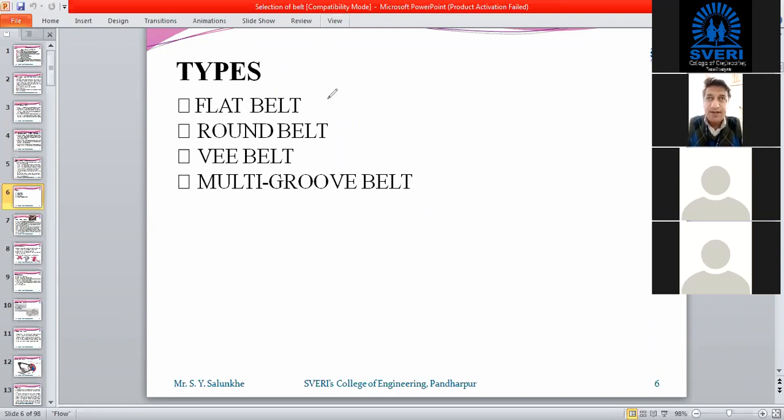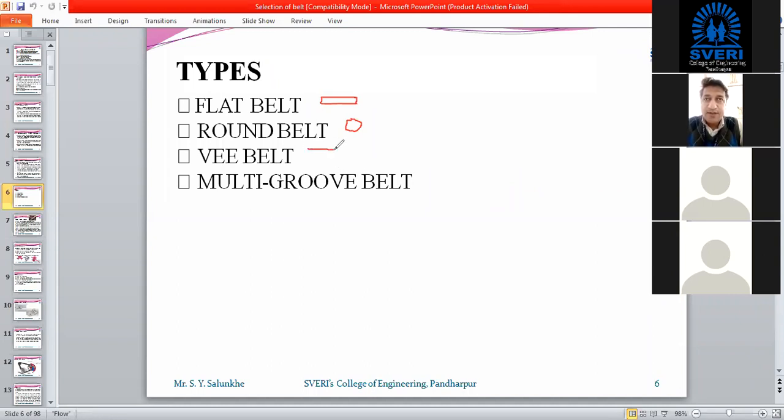So in case of flat belt, we know that width is more as compared to the thickness. It is called as flat belt. Round belt is used in some applications like computer, where the cooling fan is run by means of a motor, and in that case rubber belts having round cross section are used. Likewise, there are some other applications also, but this application is familiar to you.